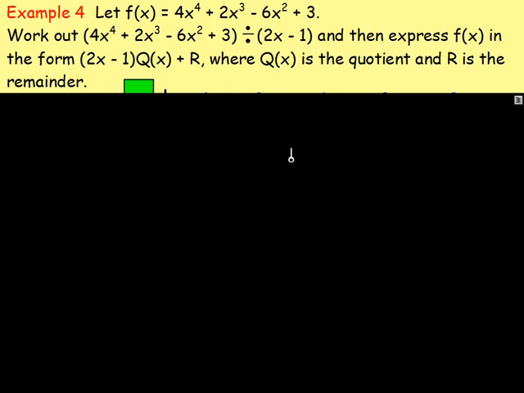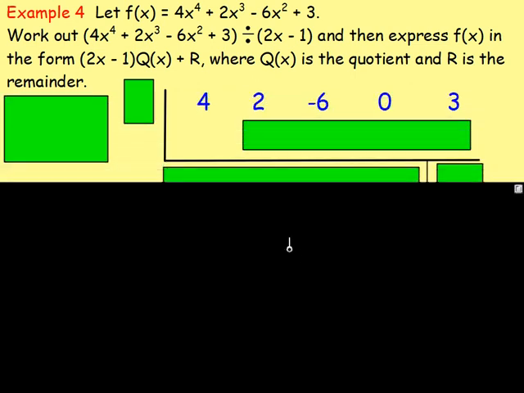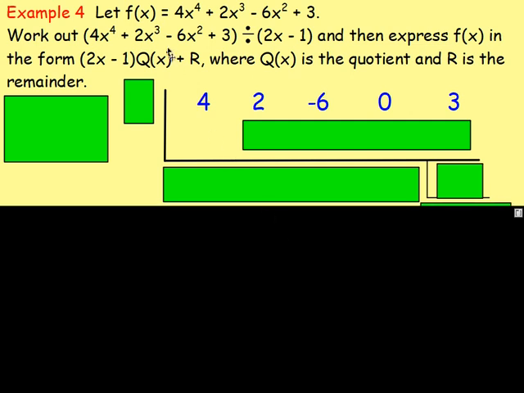It's really just asking for the same thing that we've been wanting in the other questions. So first of all, set it up with the L shape. So here, look for your coefficients. The x terms, we've got x to the power of 4, x to the power of 3, x to the power of 2. We don't have an x to the power of 1, in other words, just an x term. So we're going to have a 0x in there, and then we've got 3 in the end. So we'd have 4, 2, negative 6, 0x, and then the 3.